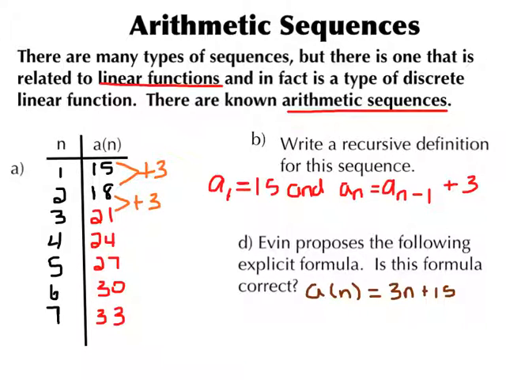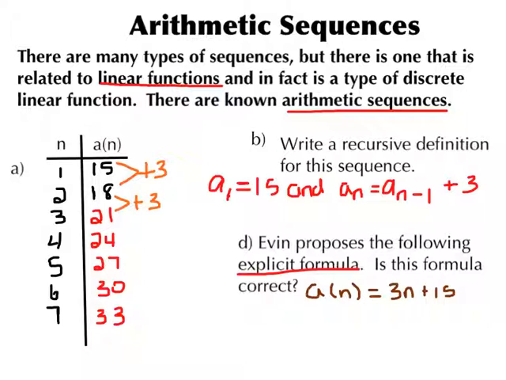Now I want us to do a little critical thinking. Evan proposes that the following explicit formula. Is this formula correct? Okay, and this is the first time we've talked about the explicit formula. We're going to get used to writing these in a minute. So the explicit formula is 3 times n plus 15.